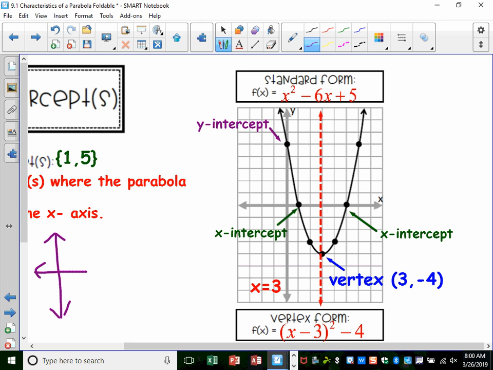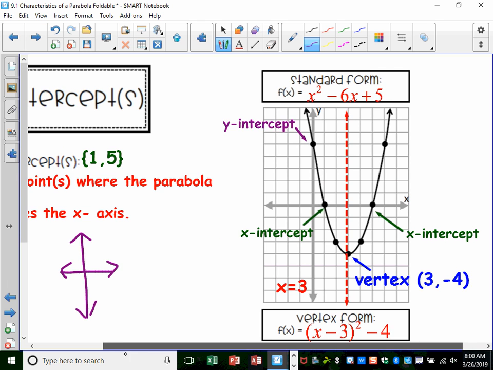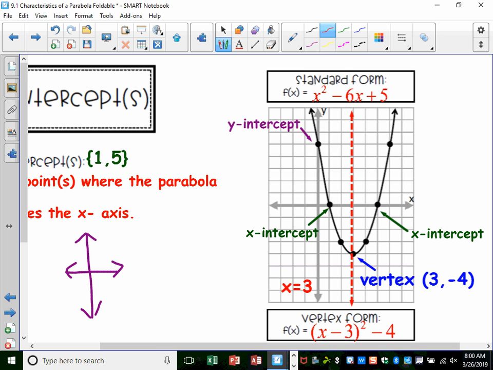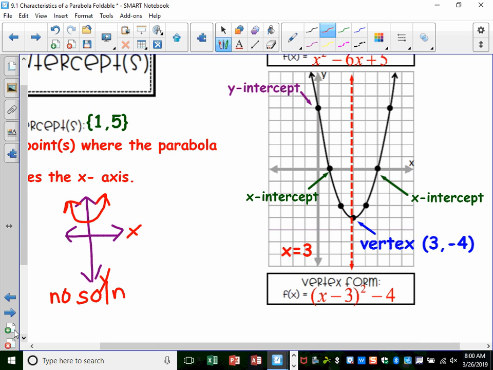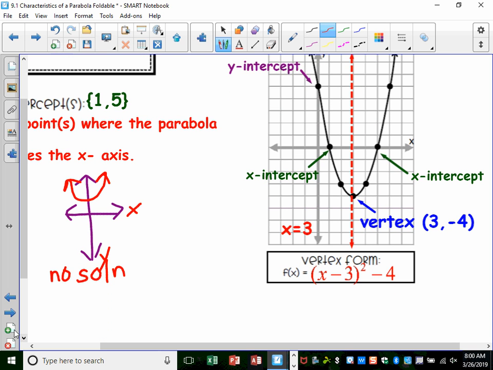I'm just going to draw another picture of a parabola. And this would be a case where you do not have an x-intercept. So if it's not touching the x-axis, because here's your x-axis, if it's not even touching the x-axis, then you simply write no solution. You need to know that, so please add that somewhere. If it's not touching the x-axis, then you write no solution.